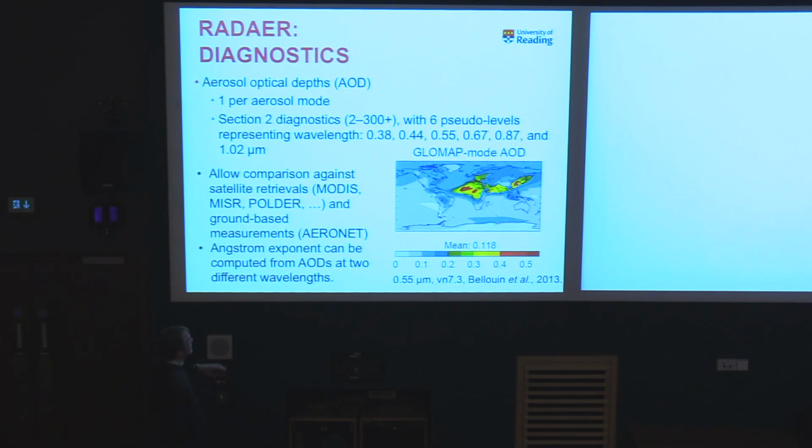Because you have more than one wavelength, you can also compute what's called the Angstrom exponent. That's a coefficient that describes the wavelength dependency of the aerosol optical depth. And that can also be useful to compare against satellite measurements, because the Angstrom exponent depends strongly on the size. So it's a way to check that the model simulates the right aerosol size distributions.